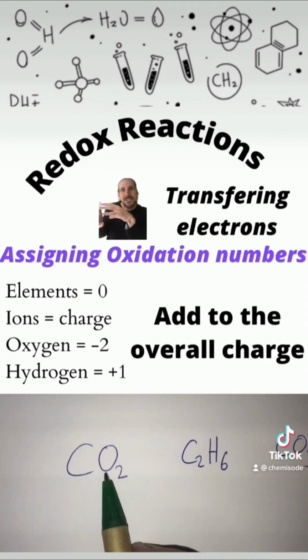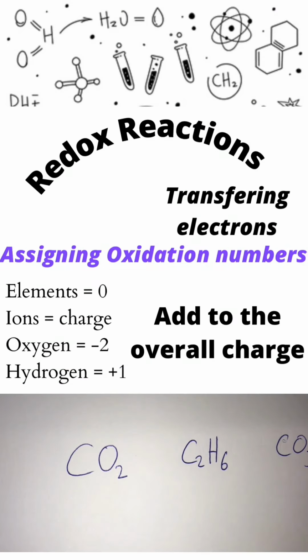Once we understand and assign these rules, we can then add to get an overall charge of what the species is. Now this isn't making a lot of sense now, but let's just put this into action and find out how we can assign oxidation numbers. So let's assign these oxidation numbers.